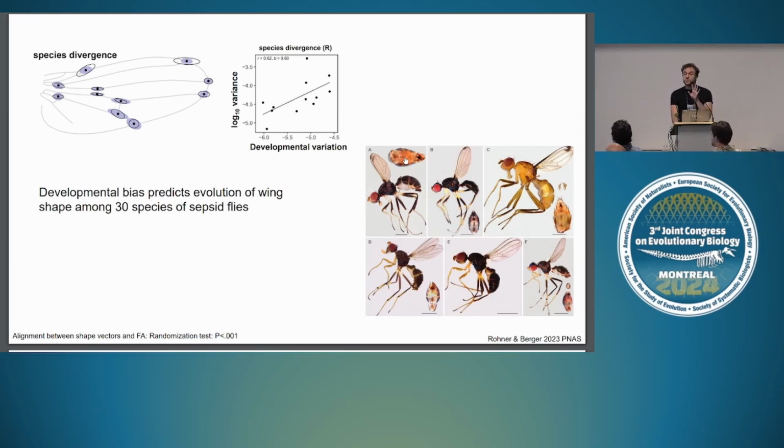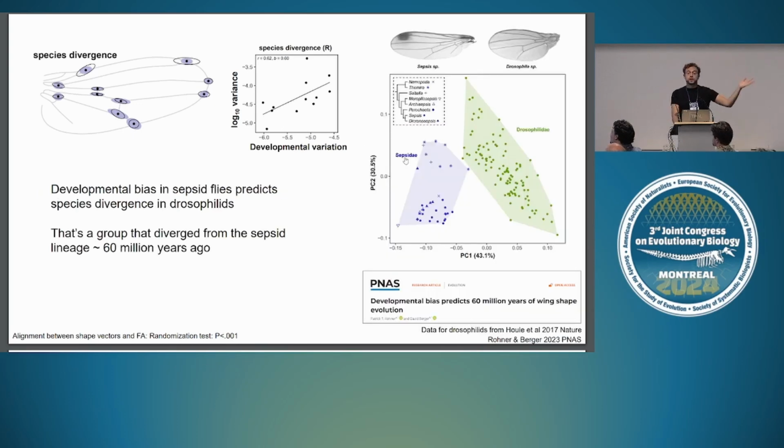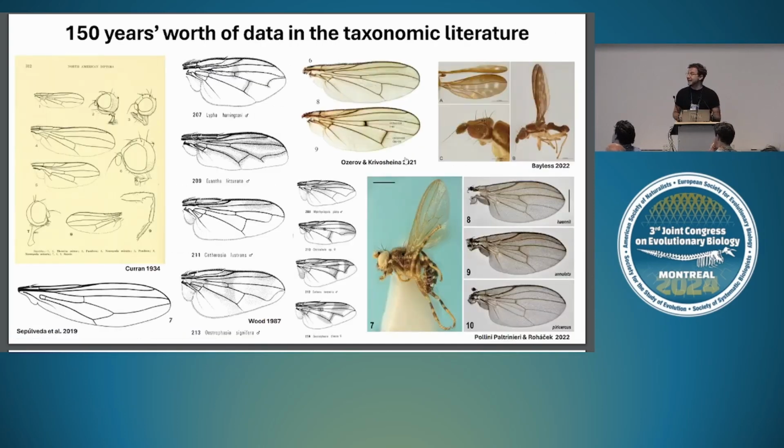And in fact, those patterns were so similar to Drosophila that we had this crazy idea: what if we take developmental bias in sepsids and try to predict macroevolution in drosophilids? And lo and behold, it works. We can predict evolution in drosophilids based on developmental bias in sepsid flies. I think this is a stunning finding because those two groups diverged about 60 million years ago. So this made me think, well, maybe this is just an intrinsic property of fly wing development. So I wanted to look at this in many more species, but keeping species in the lab is really hard. So I leveraged 150 years worth of data in the taxonomic literature.